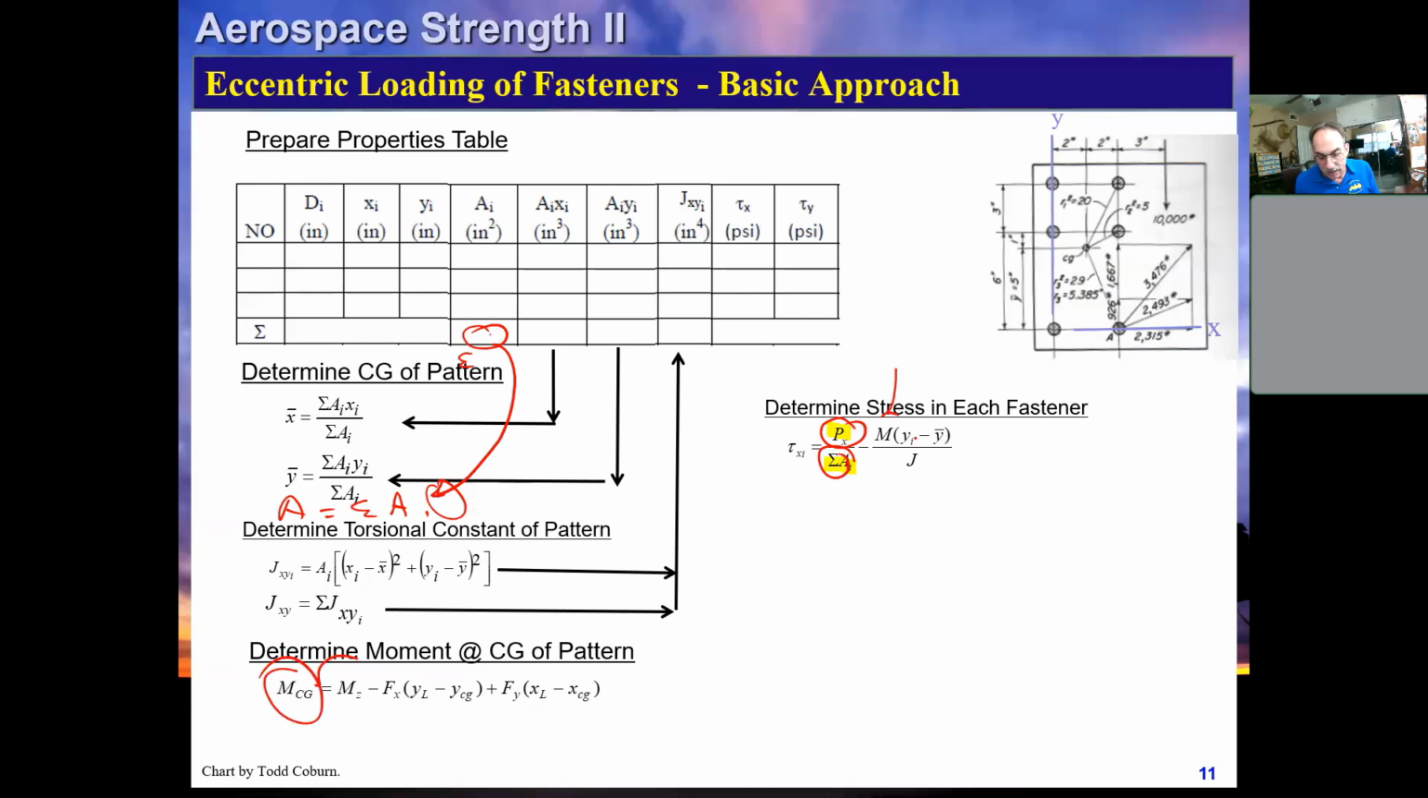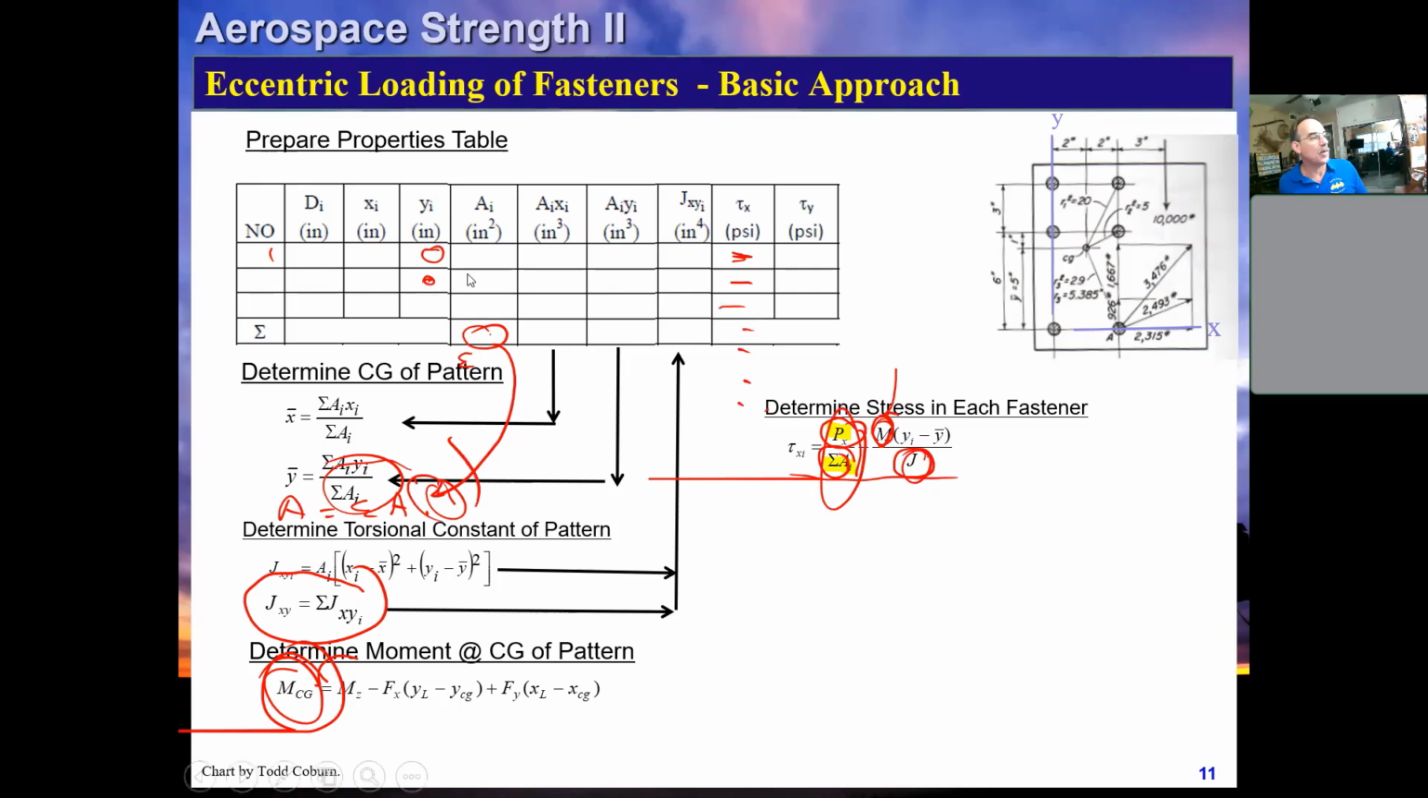So now you can notice this equation gets implemented for each and every fastener. We have one J for the fastener pattern, and we have one moment for the fastener pattern. For each one, for the first fastener, we're going to have a Y minus Y bar times our moment over J, and that's going to give us this component. The next one is going to be this term plus the moment over J times Y minus Y bar, bang, and so on.